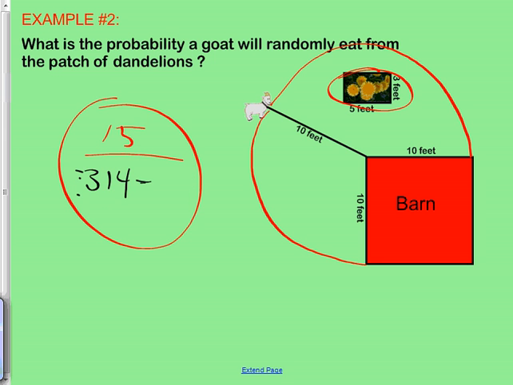Okay. So we need to take this 314 for the circle, and we need to now take something off of that. We need to take this into account. And a lot of people go, oh, we'll take away the barn. The barn's 100, so 314 minus 100. Wrong. Why can't you take off 100? Because the barn goes outside the circle, doesn't it? See? You can't take off 100. It's 314 minus something.